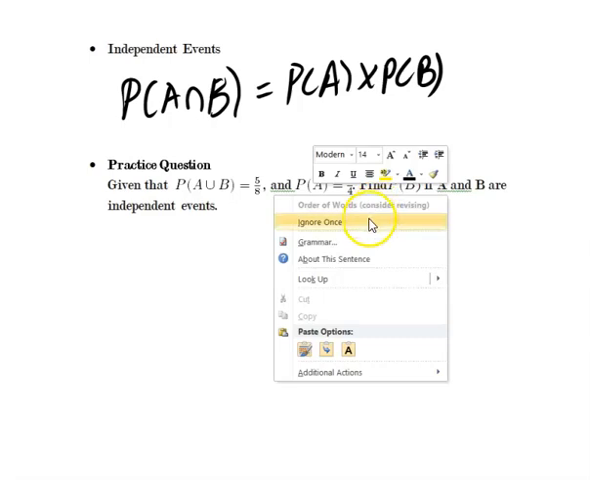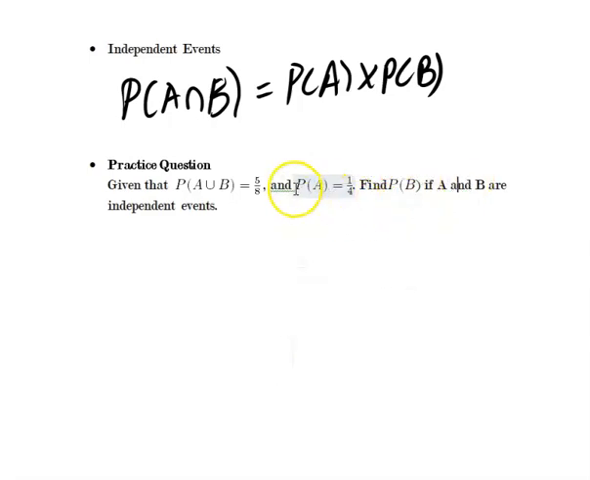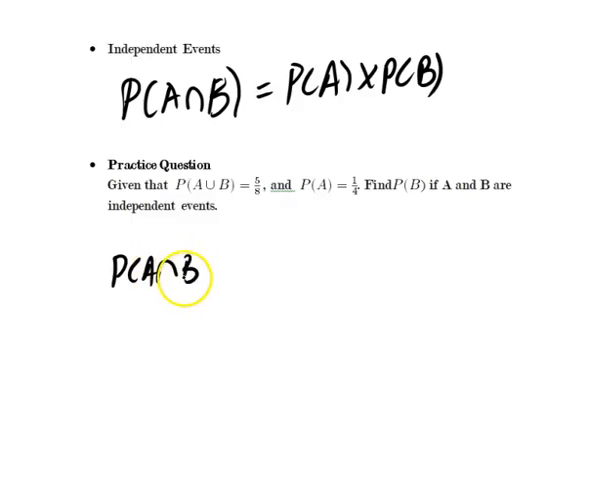Okay, talking about independent events, here we have another condition that we have in mind. What do we have in mind here? If A and B are independent, the first thing is probability of A intersection B is equal to probability of A times the probability of B. Okay, that's the first thing.